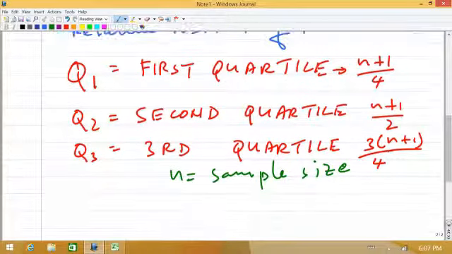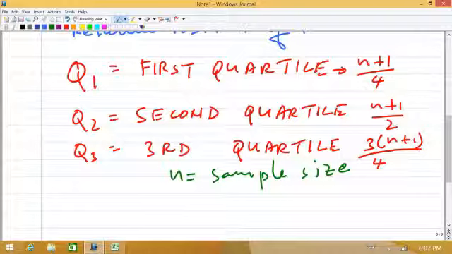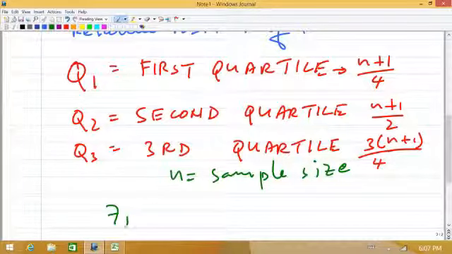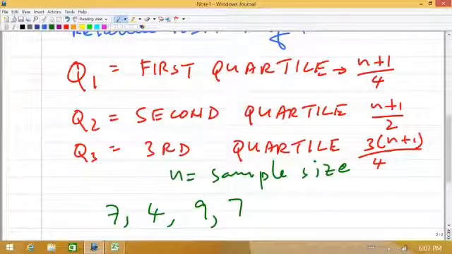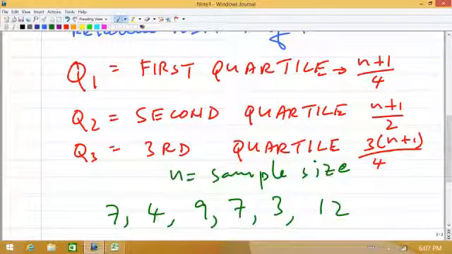Now let's look at a very simple example. Suppose we have the numbers 7, 4, 9, 7, 3, 12. Again, this is showing the waiting time in restaurants to be served.